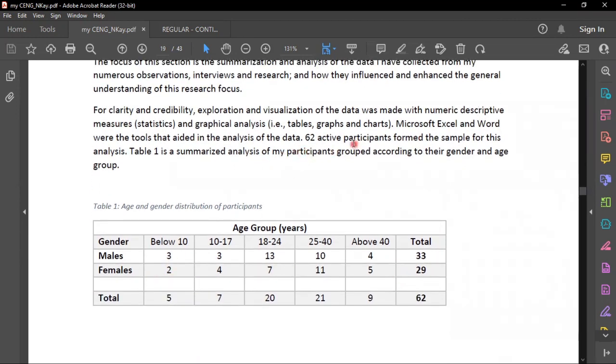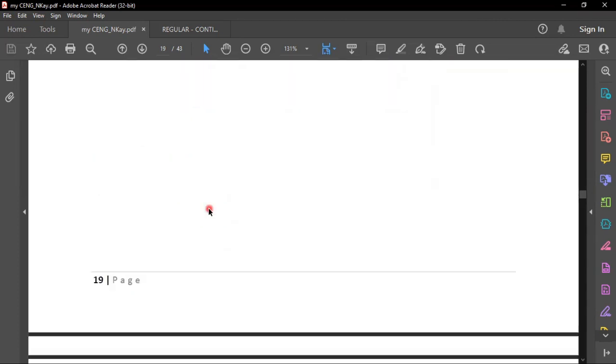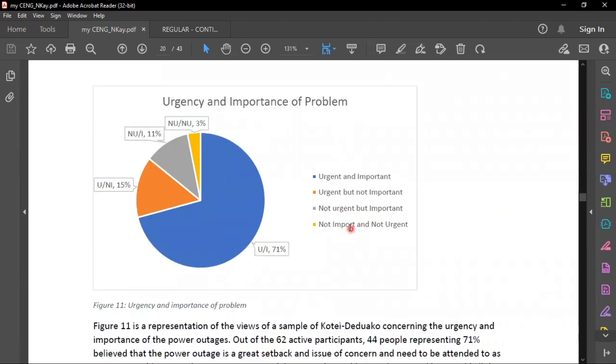So from these 62 active participants, he grouped them into gender, males and females, and then according to age. Do you get that? Good. So this is a table which shows the what? The age and gender distribution of the participants, right? Good. And then this one is the urgency and importance of the problem. For the blue one, he said urgent and important, urgent but not important, not urgent but important, not important and not urgent, right? Good. This one is supposed to be not important.